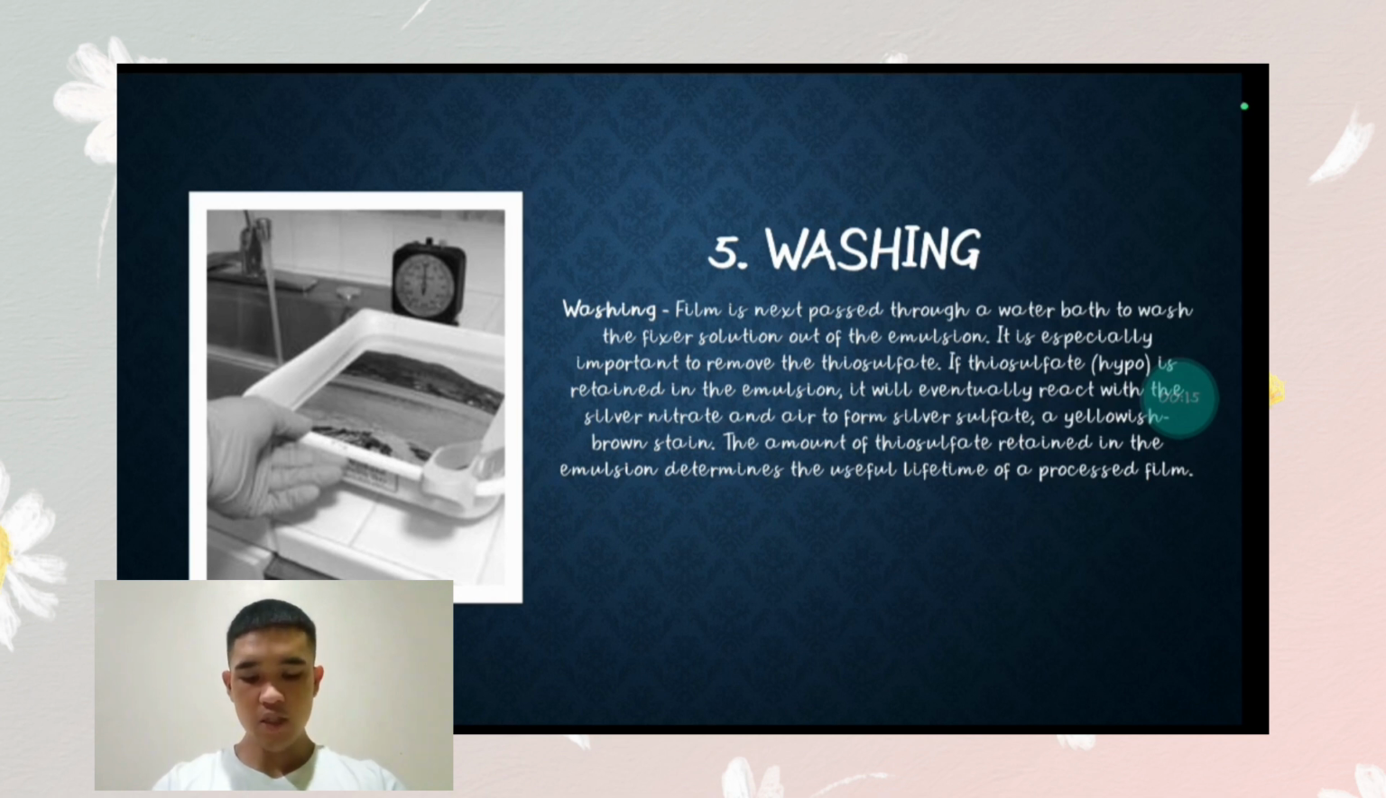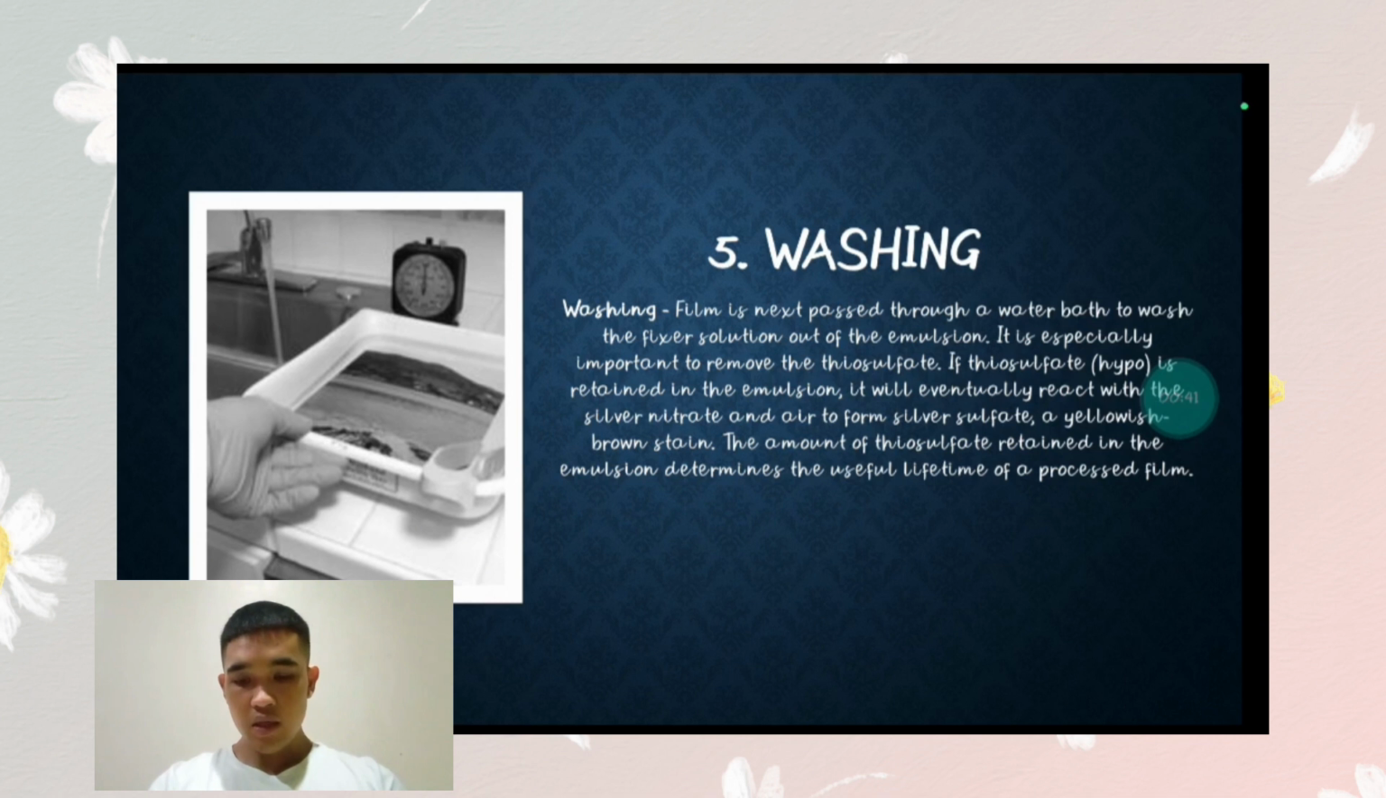Washing is the next pass through a water bath to wash the fixer solution out of the emulsion. It is especially important to remove the thiosulfate. If thiosulfate (hypo) is retained in the emulsion, it will react with silver nitrate and air to form silver sulfate, a yellowish brown stain. The amount of thiosulfate retained in the emulsion determines the useful lifetime of a processed film.